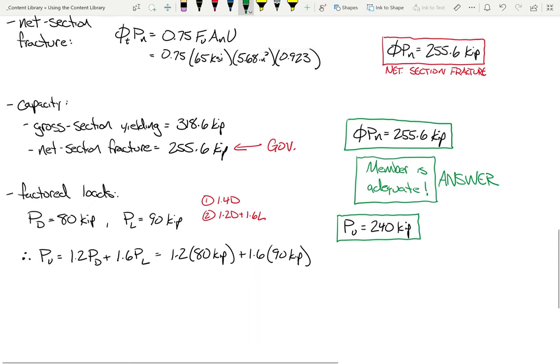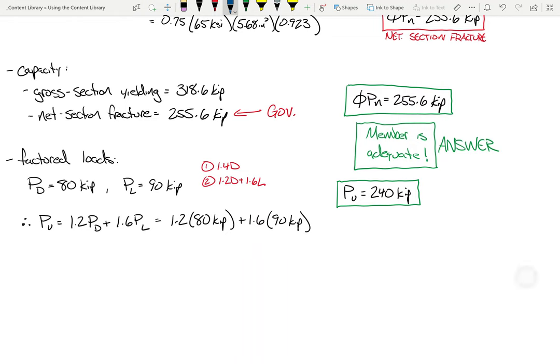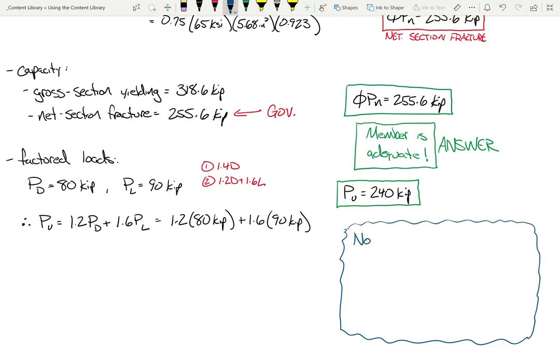I'm going to throw out a term right now, and I want everybody to do a quick calculation for me. I'm going to throw out a little term here called efficiency. So if I were to take Pu over φVn, what would I get? I'd get 240 over this. Tell me what that is, say to three decimal places. 0.939. Everybody okay with that? I'll say 93.9%.